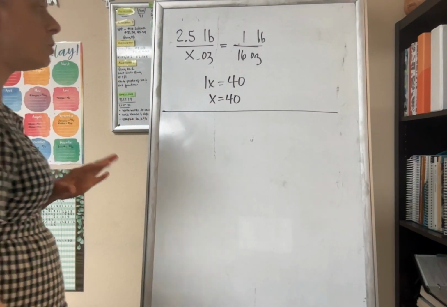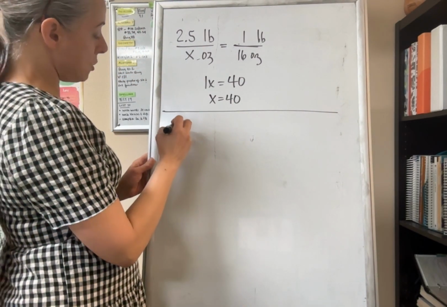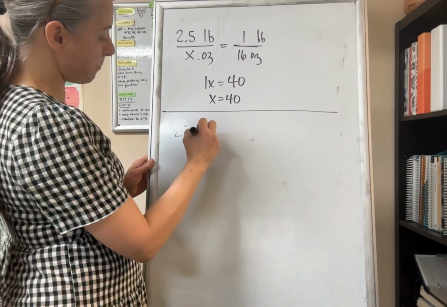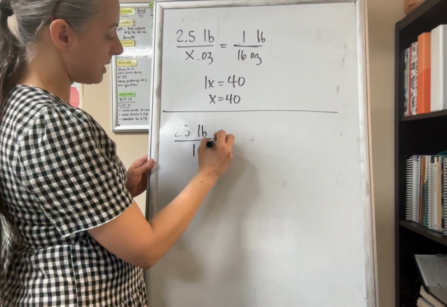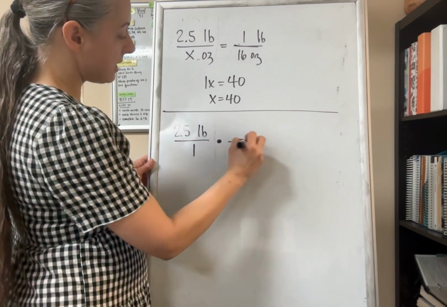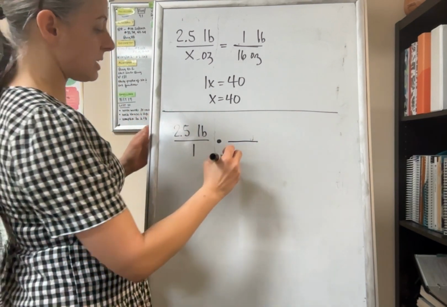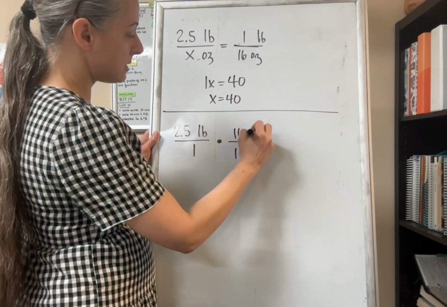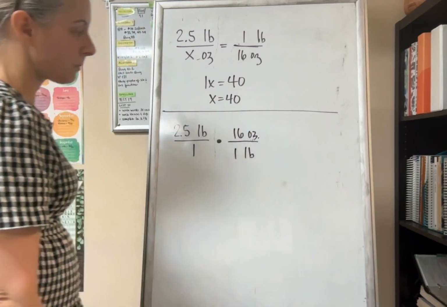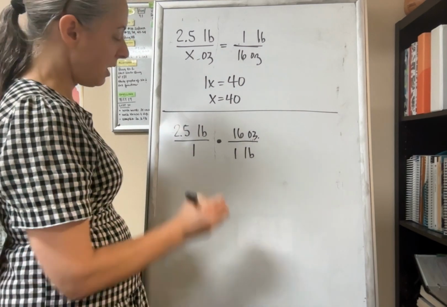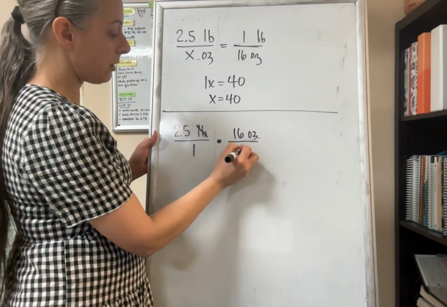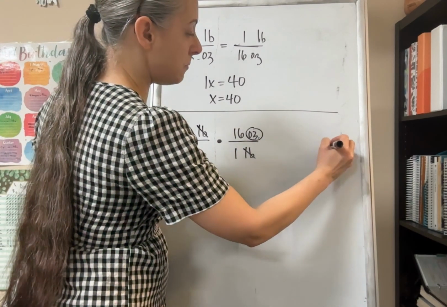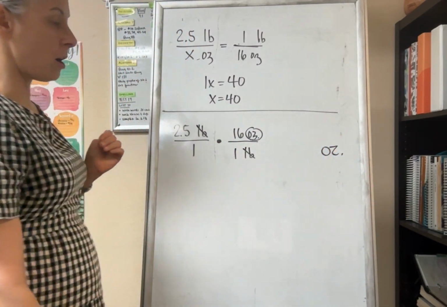Now let's do it using unit conversion factors. So we have 2.5 pounds. We're going to put that over 1, and we're going to multiply it times a conversion factor that tells us 1 pound is equal to 16 ounces. I need pounds in the numerator and then the denominator, so I can cancel that unit and only be left with the unit of ounces.